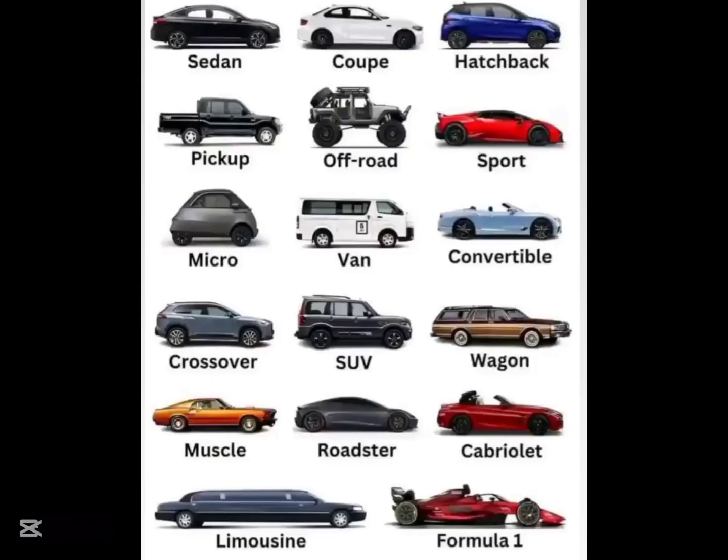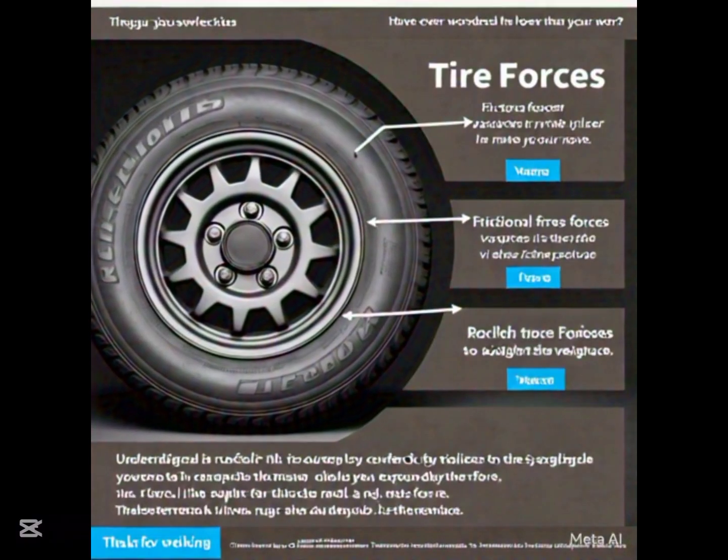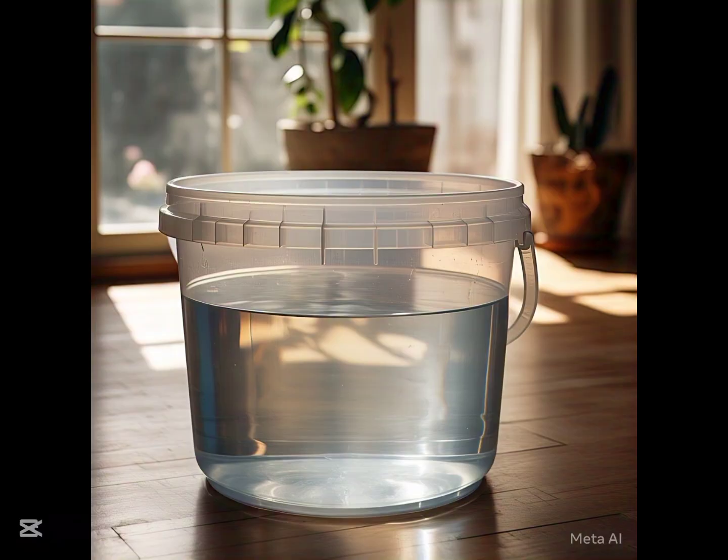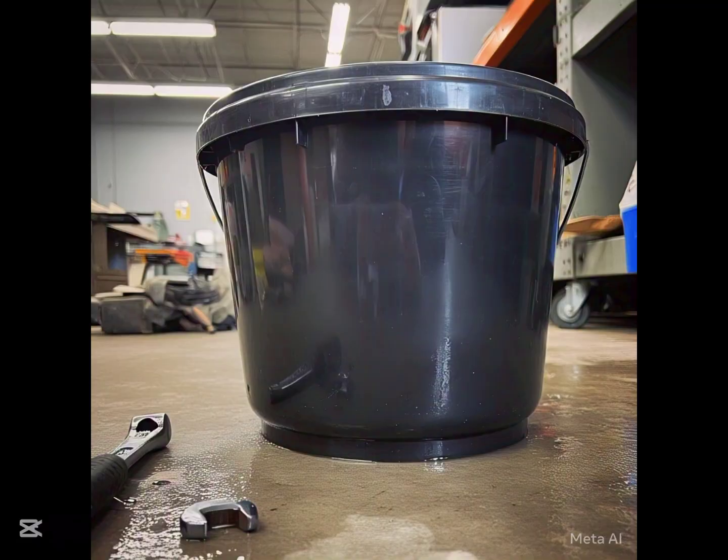All types of cars with various bodies have tires of various kinds. All tires are made of rubber, not plastic. There's a difference between rubber and plastic. The bucket you use in your bathing room is plastic.